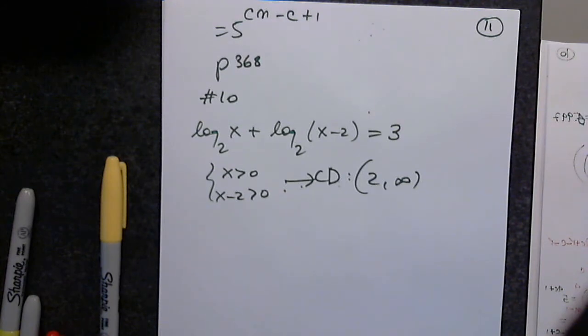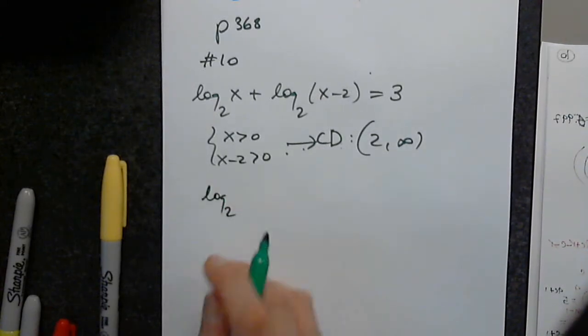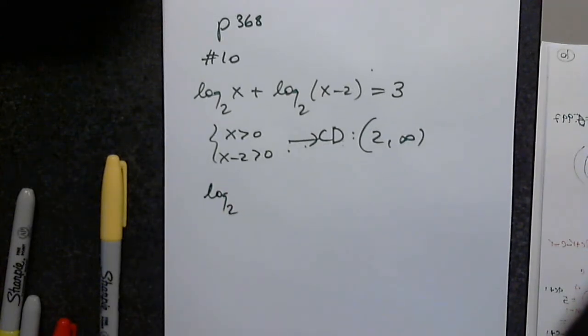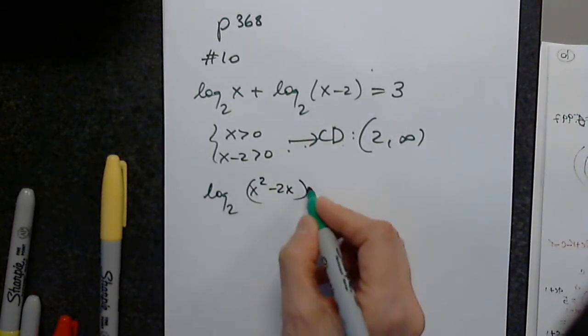Only now I'm allowed to condense. Notice that restrictions are always stated on the original equation. If you condense it, the domain will be different. So be very careful. Restrictions are stated on the original equation. And now I can condense: log base 2 of x squared minus 2x.